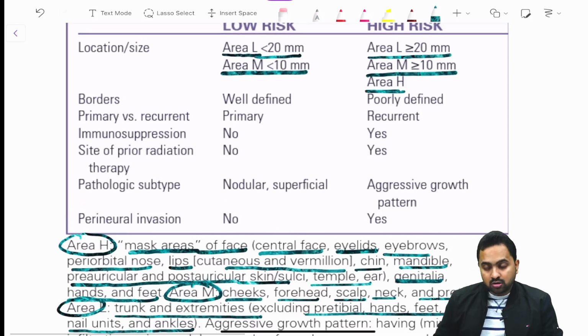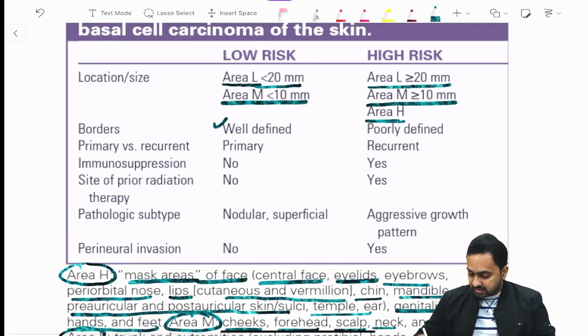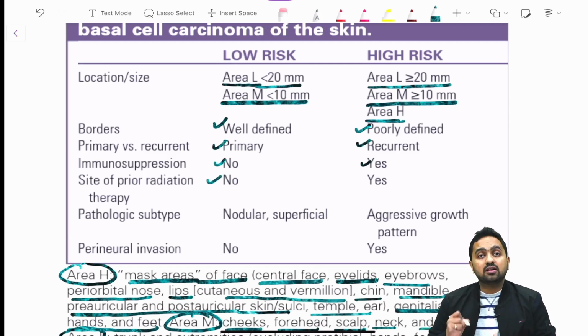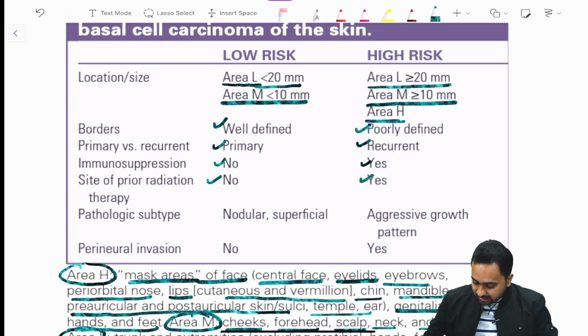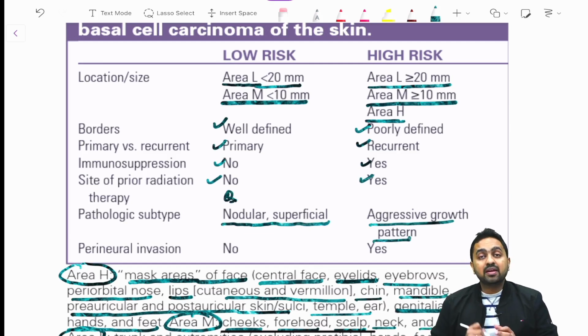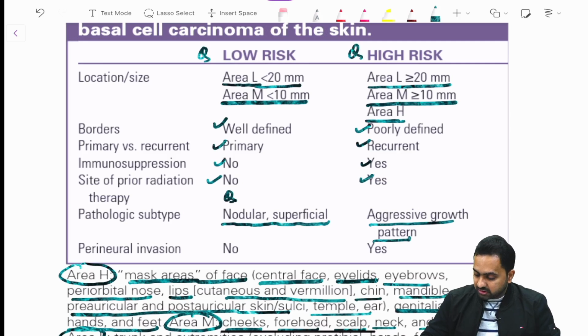So the borders, if they are well defined, then they are low risk, poorly defined, then it is high risk. Then primary versus recurrent. Primary is your low risk tumor and recurrent is your high risk tumor. Immunosuppression, if present, is a high risk. Then site of prior radiation therapy also classifies it to be a high risk, and the nodular and superficial subtypes are your low risk, whereas aggressive growth pattern is considered to be a high risk, and perineural invasion is also considered to be a high risk feature. So these are your features which are considered to be your low risk and your high risk.